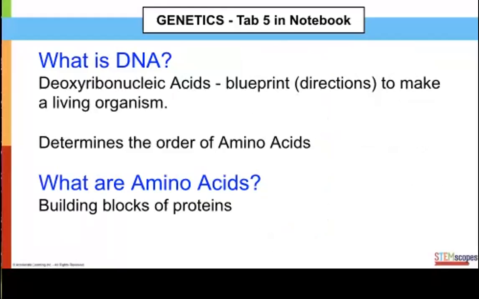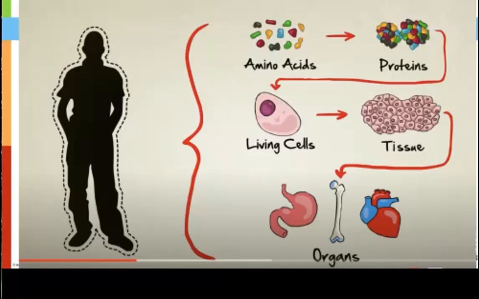Deoxyribonucleic acid is the blueprint that creates all living organisms because it determines the order of amino acids, which are the building blocks of proteins. Now, those proteins are what give you and I the traits that we see on the outside, okay? We have here, again, amino acids put together make proteins. Then proteins make cells, cells make tissues, tissues make organs, and then finally all these organs together make an organism.